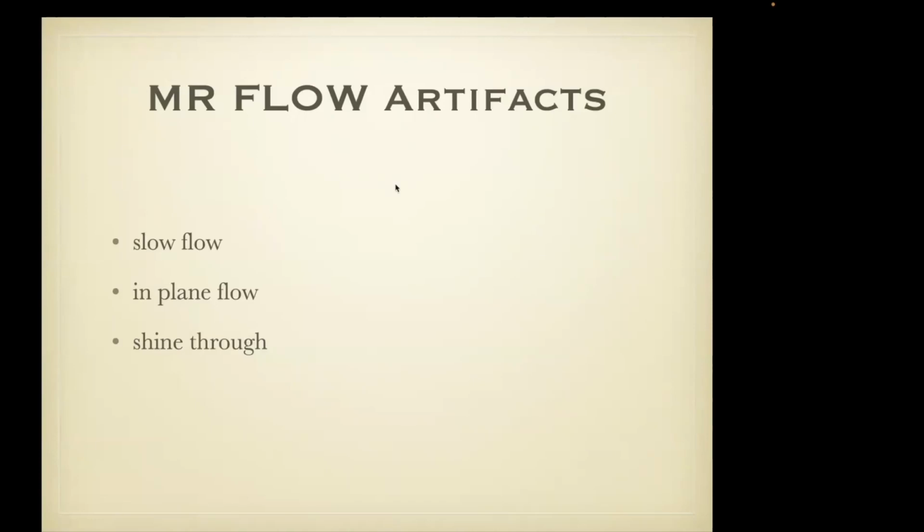So I'm going to be talking about some typical MR flow artifacts, and there are a whole host of them, but I want to discuss these three in this part of the talk. I'm going to talk about how slow flow affects MRA. I'm going to talk about in-plane flow, particularly how it relates to 2D time of flight venography, and how shine through is something you have to keep in mind when you read MRA of any variety, time of flight.